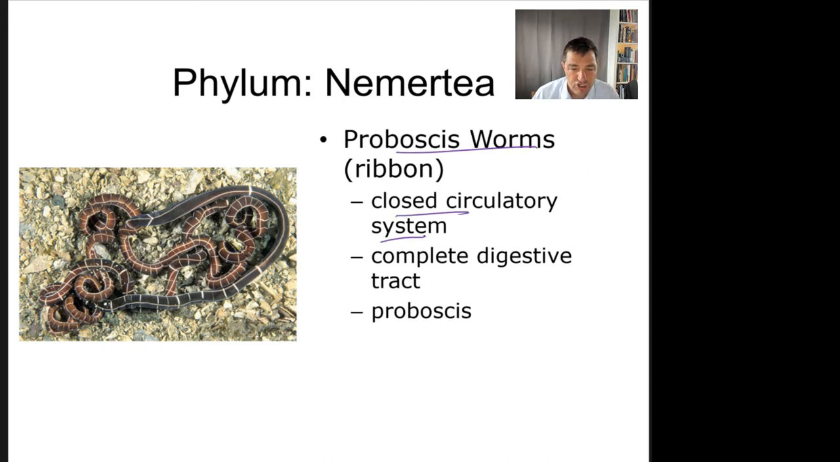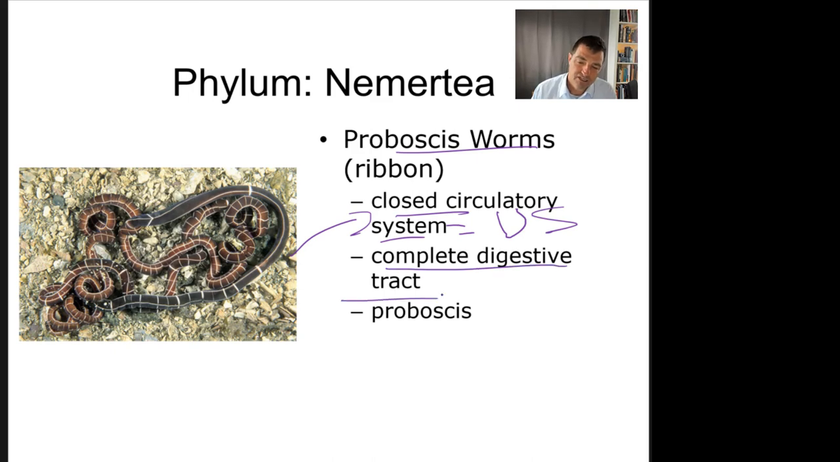Okay, the next group are the Nemertea, and the Nemertea are also called the proboscis worms. They have a closed circulatory system, which is like ours, which means the blood remains inside blood vessels as it travels through the body. We'll talk about this more later on, versus an open circulatory system where it sort of sloshes around in a space. So this allows for more of a direct movement of blood from one part of the body to others. This is like what we have in us, as I said.